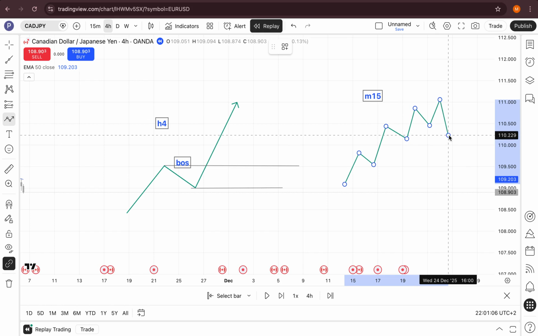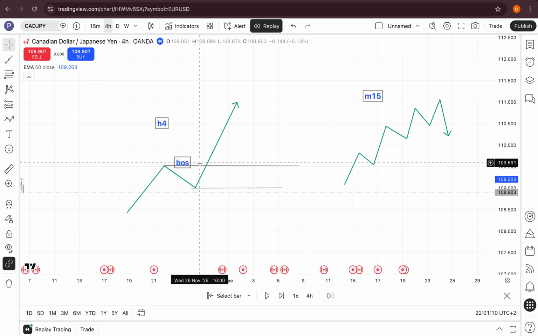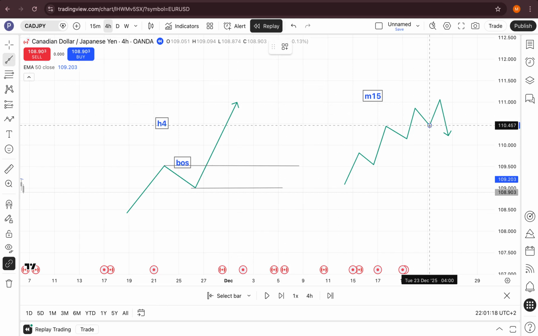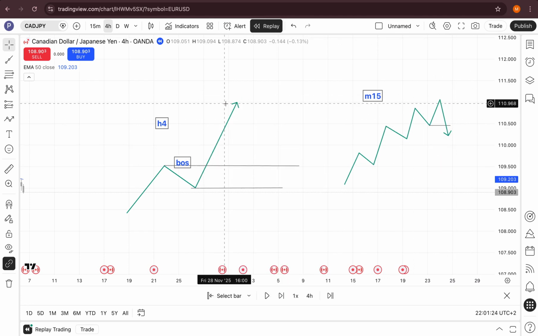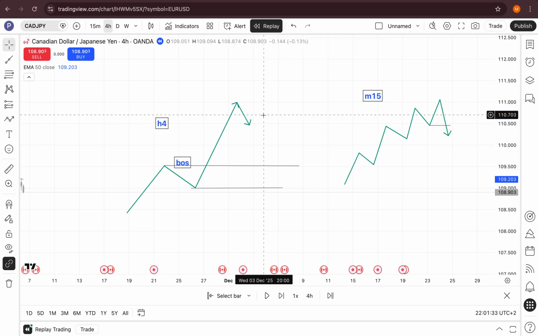Once the change of character is visible, we can tell that the market is now trying to pull back, forming a new particular trend. We want to see a change of character happening right here. Once a change of character has happened, we can tell that the market is now trying to pull back. But from the H4 it might look something like this, the first thing to happen.